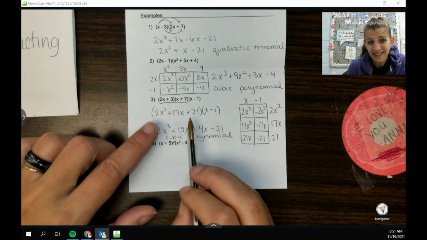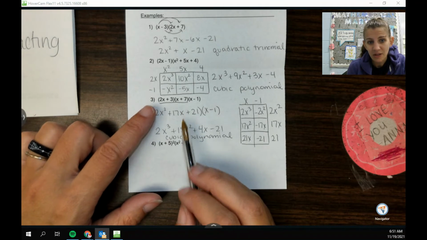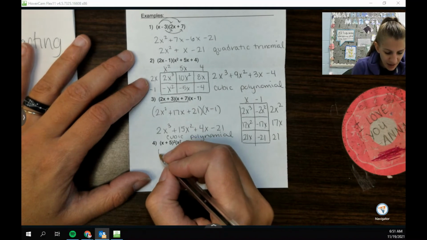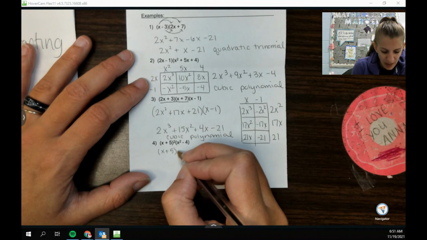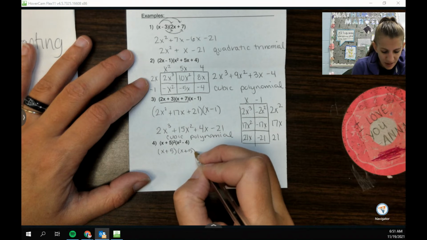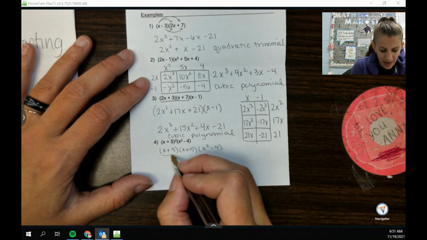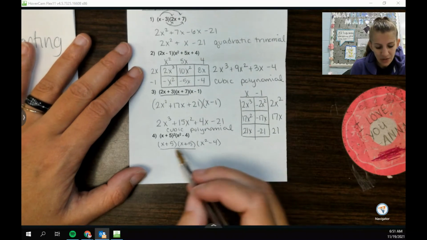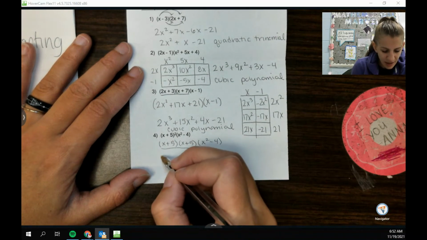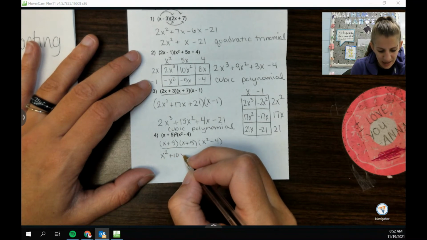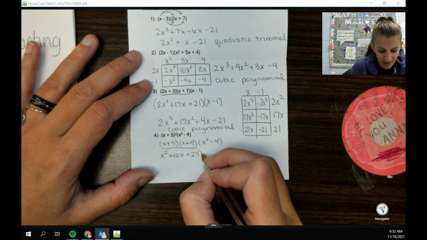It really is the same as the last one. It just looks different. Because if I have x plus 5 to the second, really that just means I have it twice. And then I have to multiply by the x squared minus 4 at the end. So again, we would do it the same as the last, where I'd FOIL here. So x squared, 5x is 10x. And then 25 at the end.